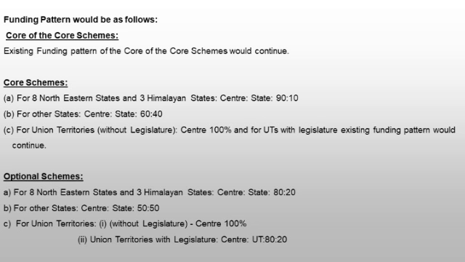In these core of the core schemes, whatever funding pattern existed earlier, before 2015, will continue. But for core schemes, the former special category states get 90% from the center and 10% from the states. For other states, you see the difference: the center is only taking care of 60 and states have to take care of 40. That is why Bihar has been demanding special category for a long time. AP has joined recently.